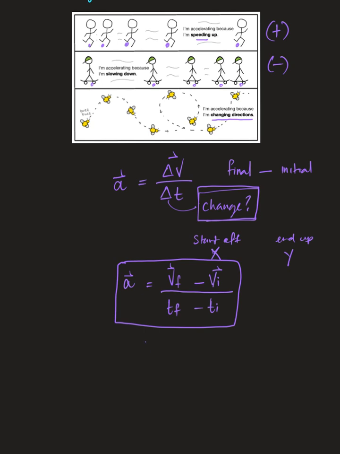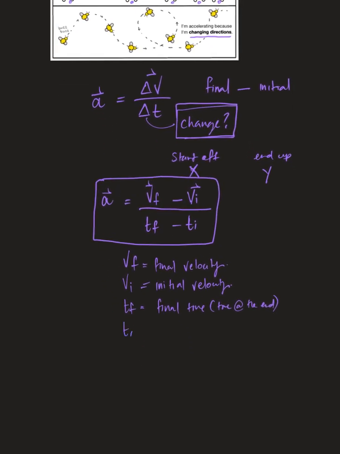When I say V subscript F, I'm saying final velocity. When I say V subscript I, I say initial velocity. If I say T final, I've got the final time, so the time at the end. And when I say T initial, it's the time at the start of the whole thing. This is in meters per second. This is in meters per second. This is in seconds. This is in seconds. And your acceleration is still in meters per second squared. So that is what we mean by the idea of acceleration.